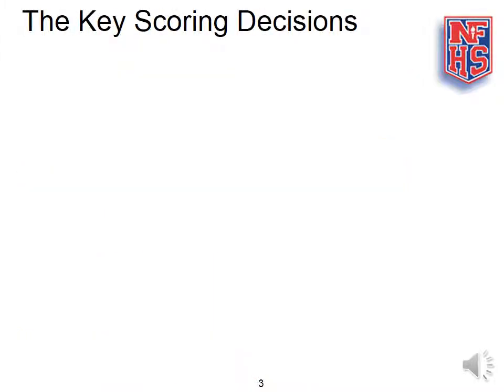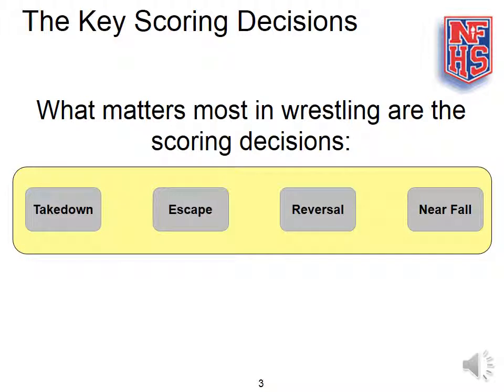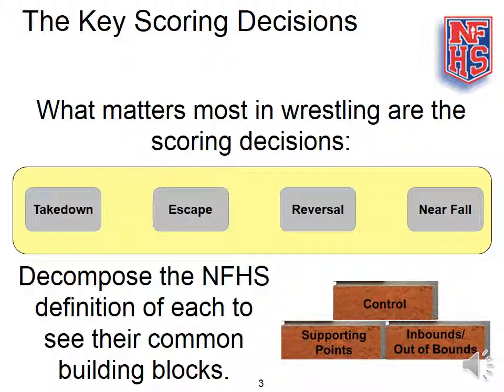We'll focus on the key scoring decisions that happen in wrestling, because what matters most are those scoring decisions. And what are they? Well, they're the basic ones that everyone knows in wrestling: the takedown, the escape, the reversal, and the near fall. If we decompose the NFHS definition of each of these, we'll see their common building blocks, and those are the concept of control, supporting points, and the inbounds and out of bounds rule. So let's start by taking a look at the takedown.